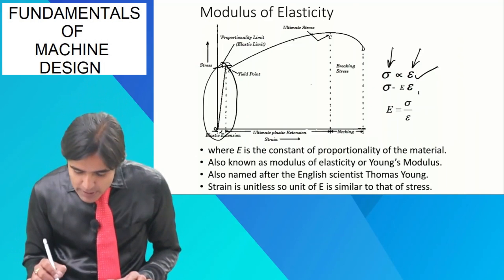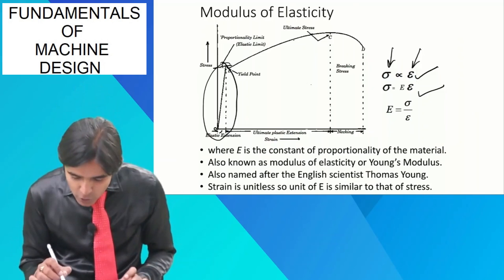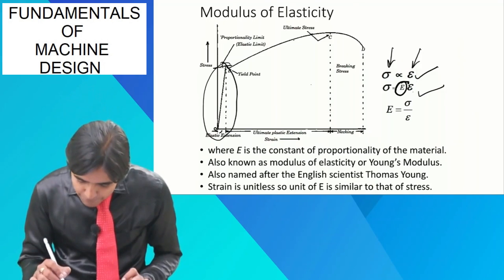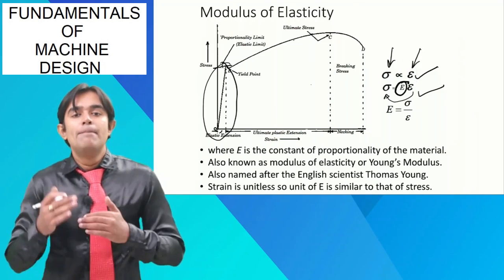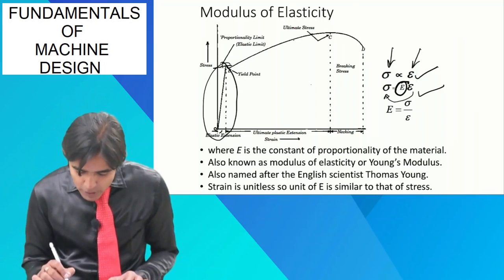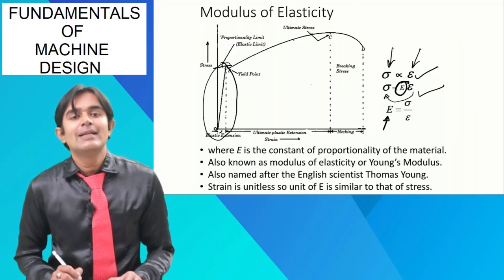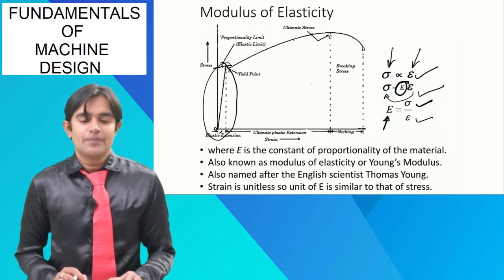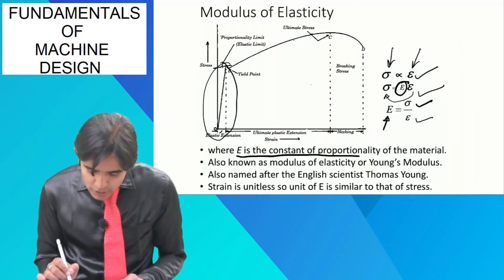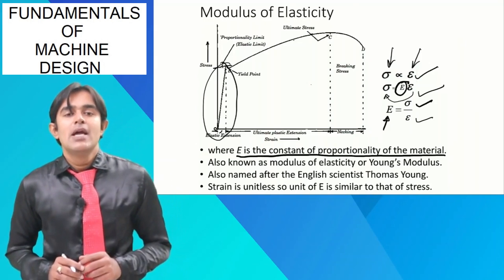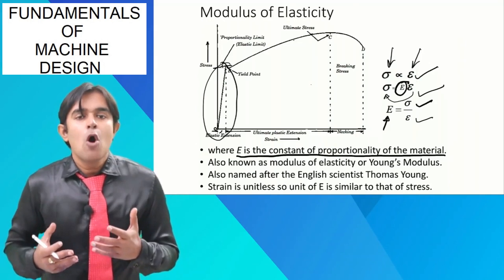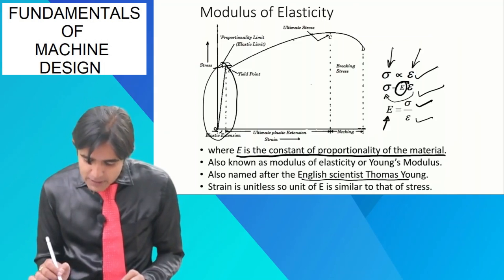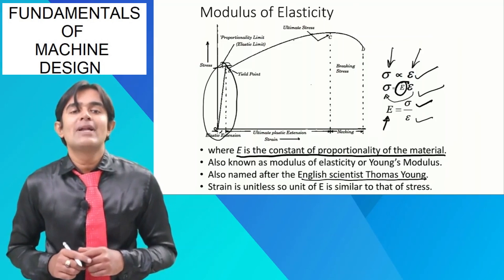If I want to equate it, then a constant is added, which is capital E. Modulus of elasticity, the constant E, is stress divided by strain. So E is called the constant of proportionality of the material. It is also called Young's modulus or modulus of elasticity. It is named after the English scientist Thomas Young.